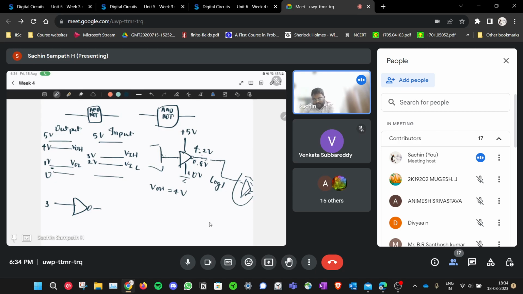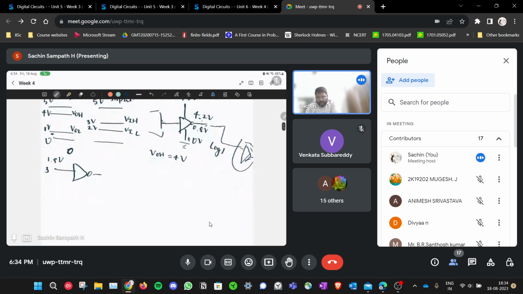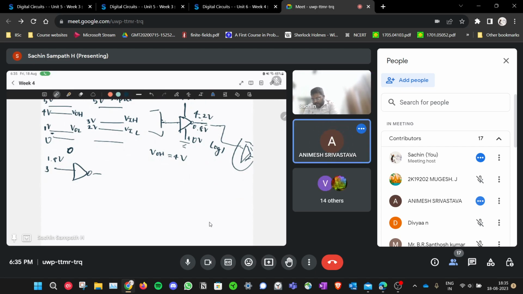VIL is 2 volts means that if an input less than 2 volts is given to this inverter, it will interpret that as a logic 0. So if you get 1.8 volts, it's less than 2 volts, so this inverter will think, okay, I got a 0. So this output stage and input stage have different threshold values. Did you understand till this part? Okay.